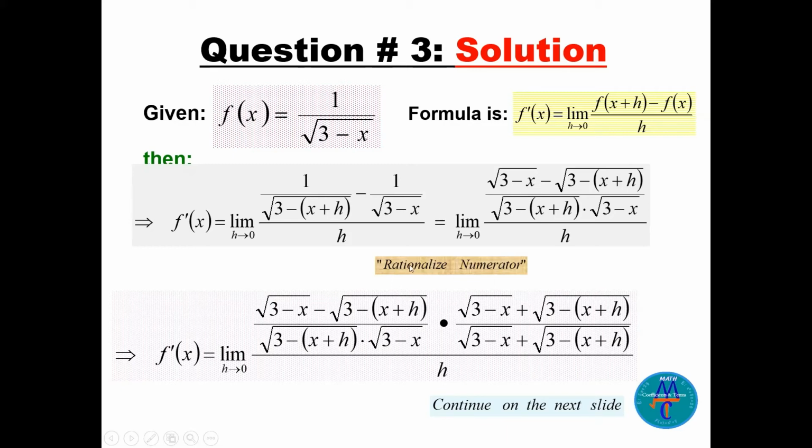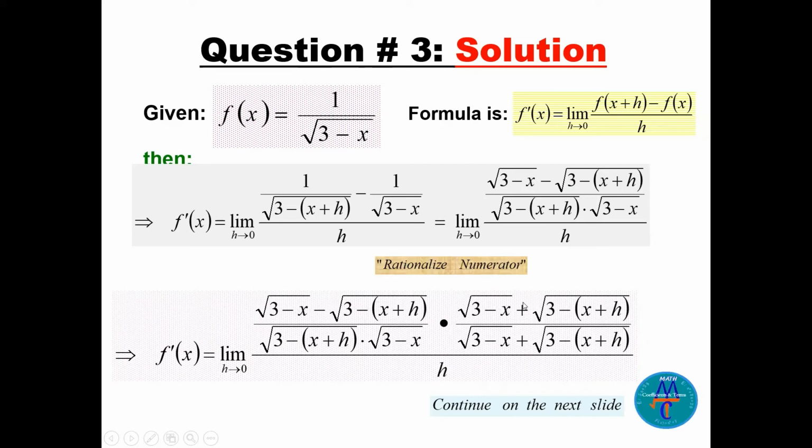Now, rationalize the numerator here. Rationalize the numerator. So we multiply up and down by the conjugate of this. See, this is a radical minus a radical here, over this is the product from the LCD. Multiply the conjugate of this. So this is the same, but we have plus here. Divided all by h. It's a little complicated.